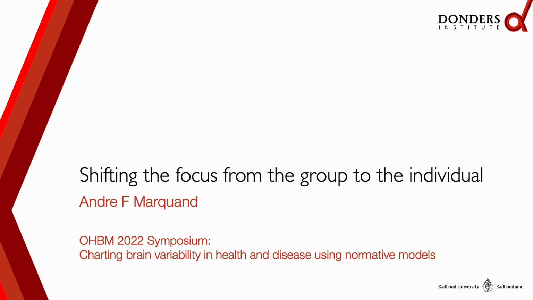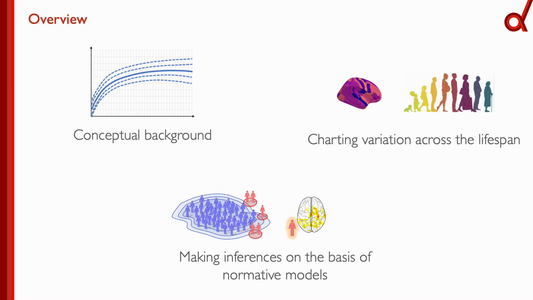I'm going to give you quite a conceptual talk at the beginning, which is entitled Shifting the Focus from the Group to the Individual. So what I'm going to talk about effectively is three things. I'm going to give you a little bit of conceptual background to normative modeling. I will talk about approaches from ourselves and others for using this approach to chart variation across the lifespan. And last, I'd just like to give you an illustration for some of the inferences that we can make on the basis of these models. And I hope this will pave the way for the talks in the remainder of this session.